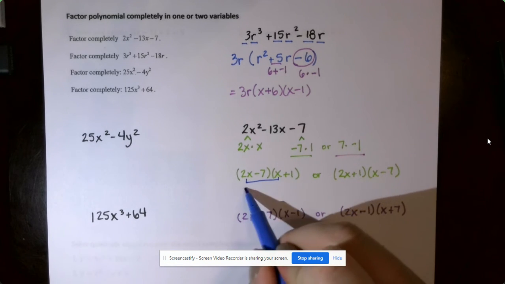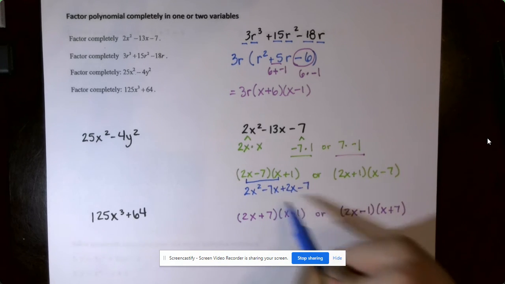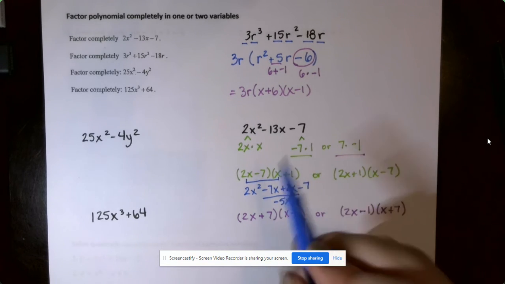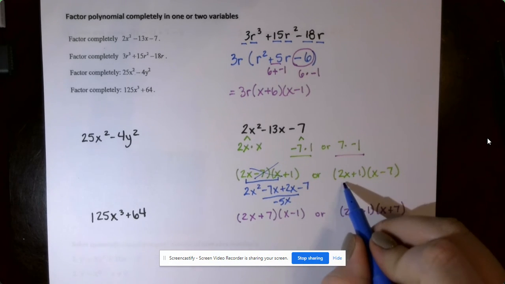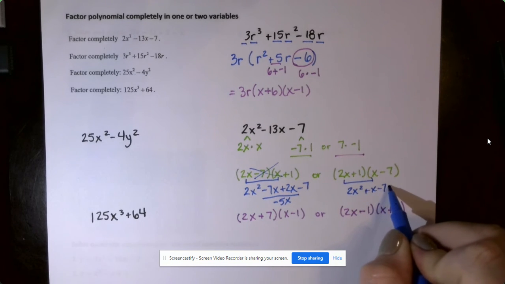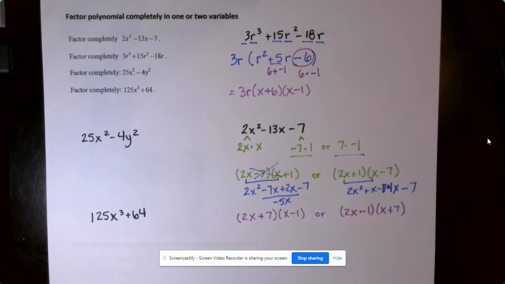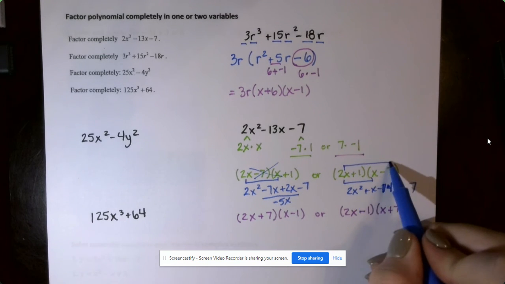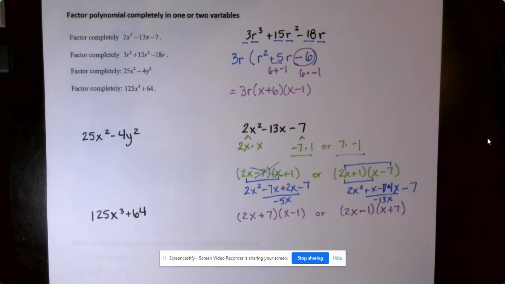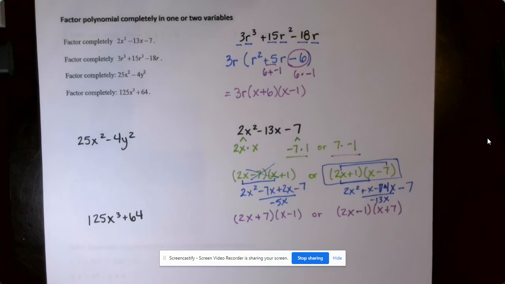FOIL. 2x squared, negative 7x, 2x minus 7. Well, this gets you a negative 5x, which is not a negative 13, so it can't be these factors. 2x squared plus x minus 14, x minus 7, because when we do 14, you get this one right there. This, x plus a negative 14, gives you a negative 13x. Here are our factors, and we didn't even have to check all of them.